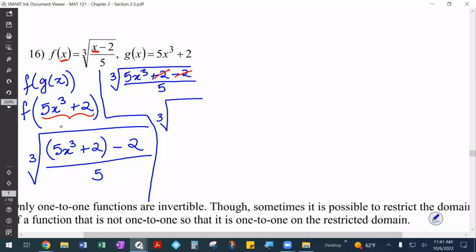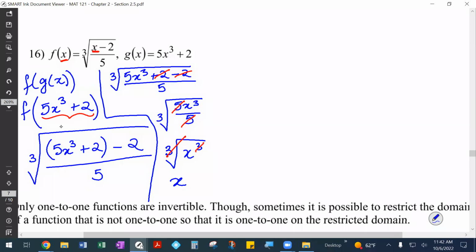And then let's see, 5x to the third on the top, 5 on the bottom, right? So since you have 5 on the numerator and denominator, they will also cancel each other out. And then we are left with cube root of x to the third. And of course, cube root and cube also cancel each other out. And this is what we were hoping for exactly, that you should just have an x left behind.